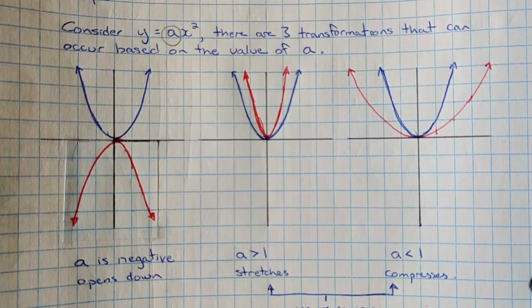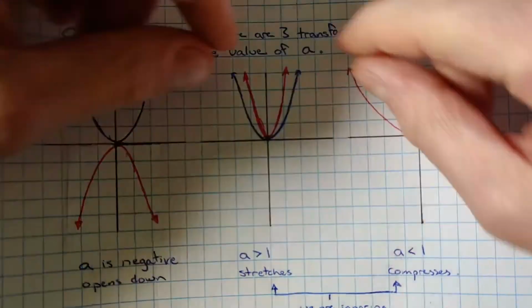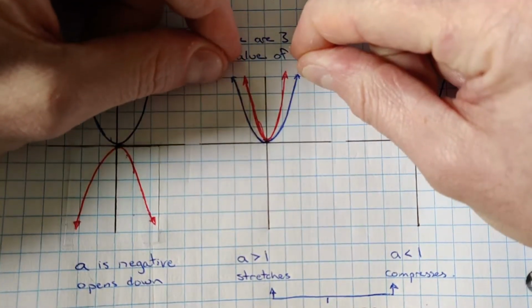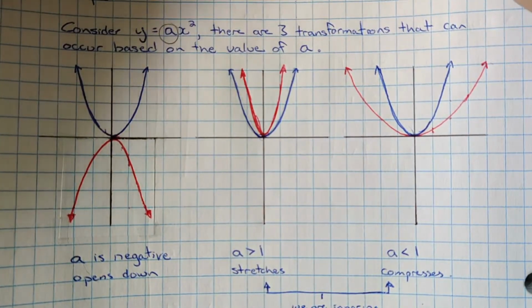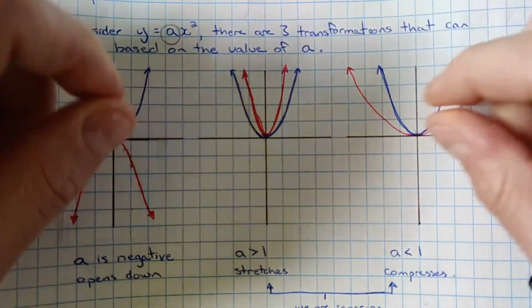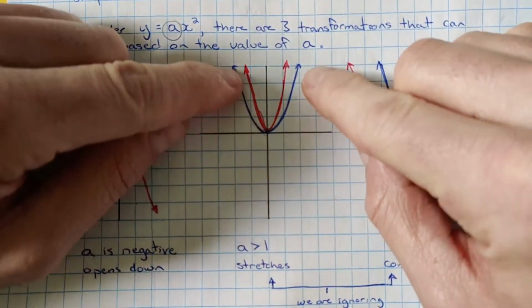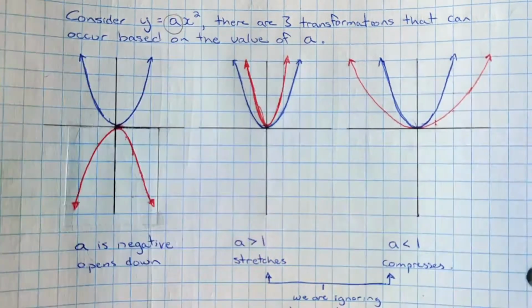And what's happening is, you can take a piece of string or a shoelace and kind of illustrate this. If you hold it here at the vertex and you start pulling on these blue lines and you start pulling them up, what's going to happen is as you pull higher up, they're going to want to come together and narrow out. So as you pull them up, they're going to narrow, and thus our graph is stretching and getting narrower.